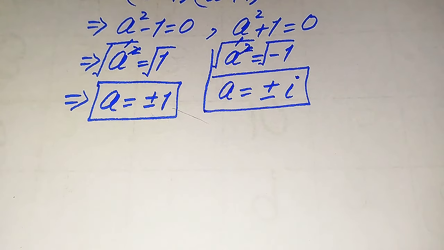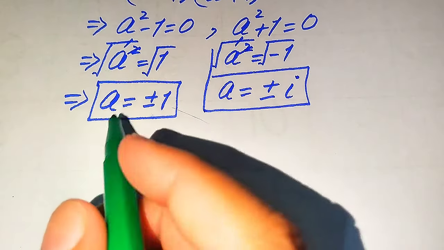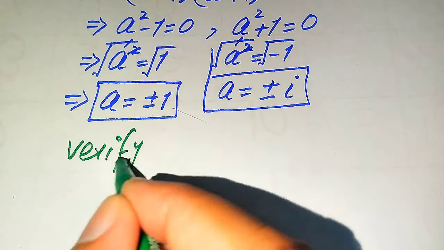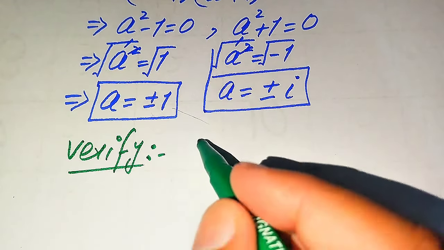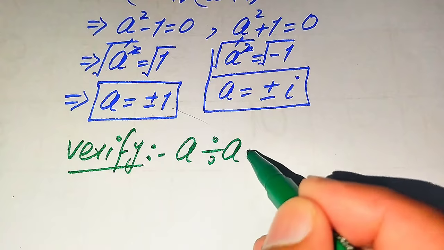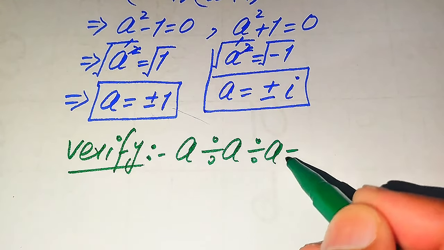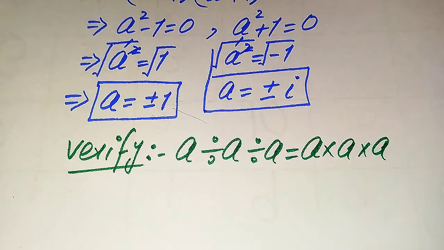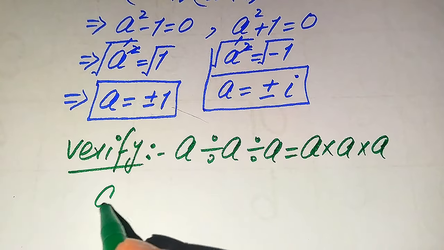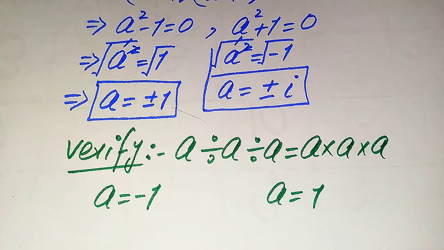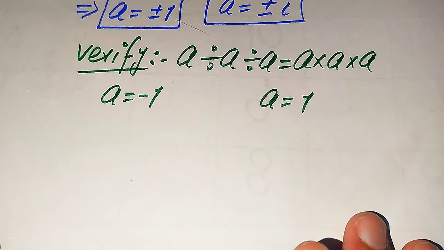And now, in the next steps, we need to verify whether all of these four roots are solutions or extraneous roots. So for verification of the roots, we need to copy down the given question statement here. It is a divided by a divided by a is equal to a multiplied by a multiplied by a. This is the given question statement, and on this side we will verify a equals minus 1, and on this side we will verify a equals plus 1. So first we verify these two roots.